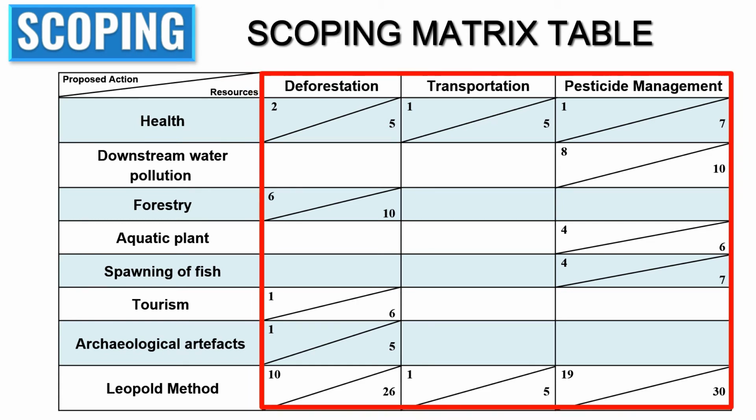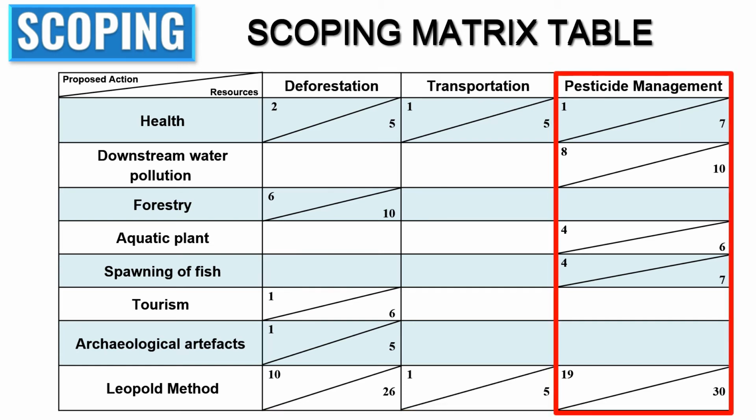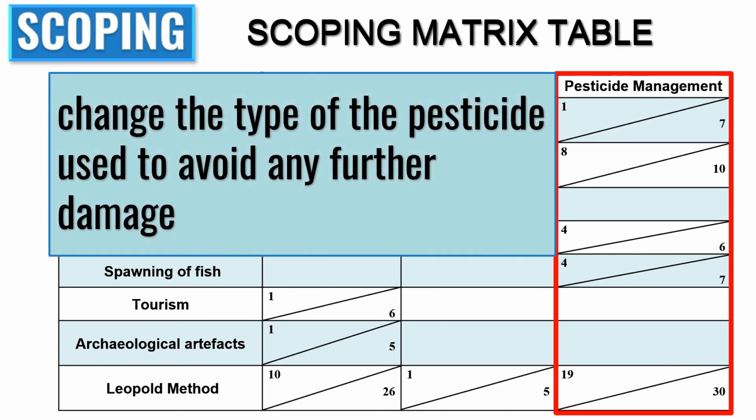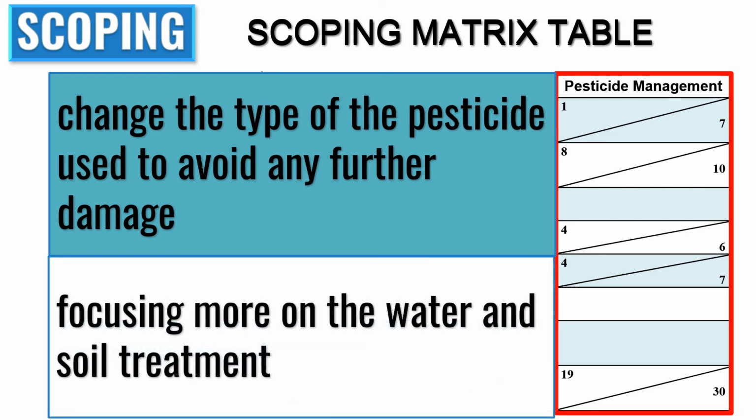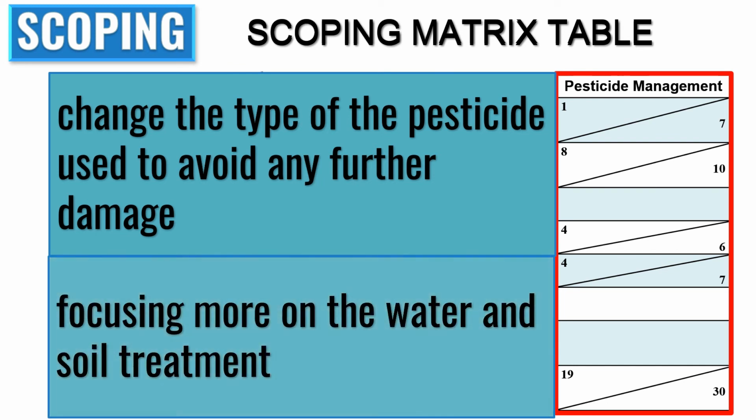Each of deforestation, transportation, and pesticide management got a different scoping matrix score, and the only concern goes to pesticide management as it has the highest score of scoping matrix. For pesticide management, it will have to change the type of pesticide used to avoid any further damage. And as a suggestion, focus more on water and soil treatment.